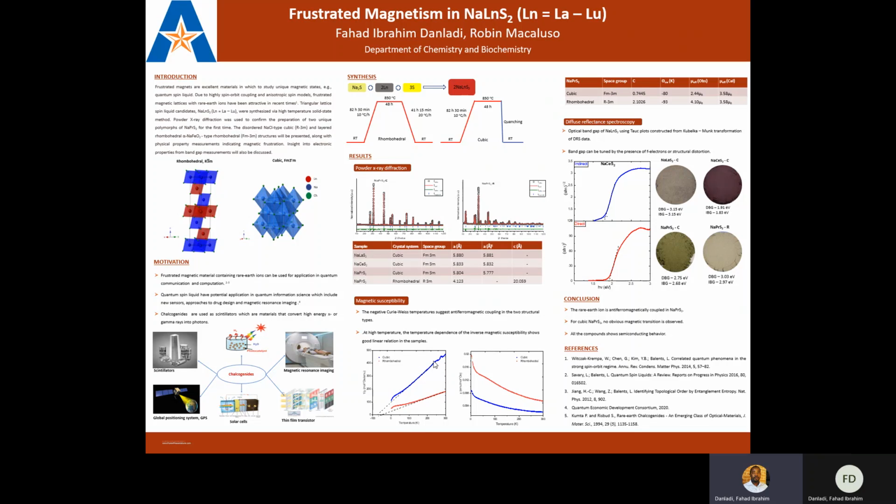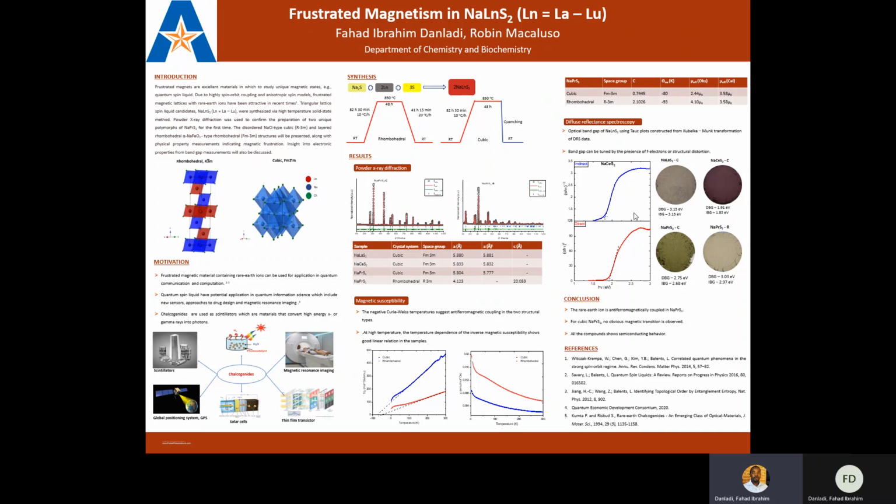This is a plot of the temperature dependence of magnetic susceptibility within a temperature range of 2 to 300 Kelvin and an applied magnetic field of 1000 Oersted. The magnetic interaction was investigated by performing Curie-Weiss fitting from 150 Kelvin to 300 Kelvin. The negative Curie-Weiss temperature here, which is minus 80 for the cubic and minus 93 for the rhombohedral phase, suggests antiferromagnetic coupling in the two structural types. There is a good linear relationship at high temperature in both the cubic and rhombohedral, and no obvious magnetic transition is observed in both structure types.